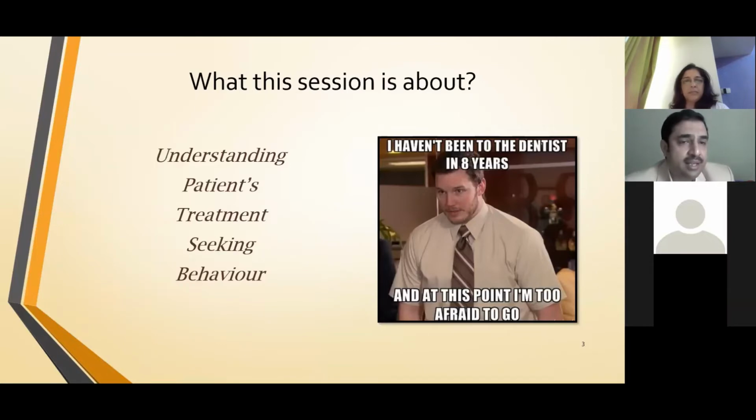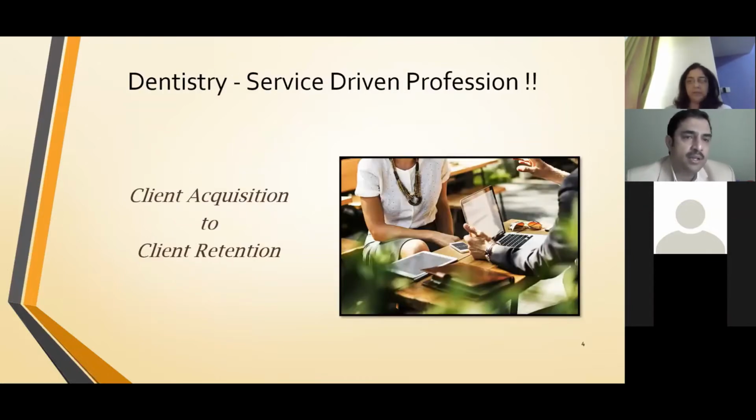And in today's session, we are going to try to understand. Of course, we cannot have a full understanding, but we're going to try to understand the patient's treatment seeking behavior. What makes patient come to the dental clinic? What makes the patient repeatedly attend the recall visit? What makes the patient repeatedly attend the review appointment? So what is going on in the patient's head? So this session, I think we're going to look into that and try to understand the science of why this happens.